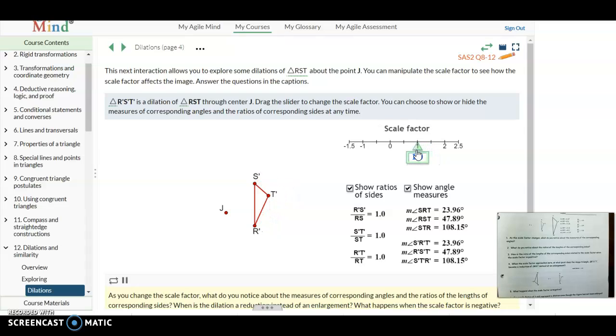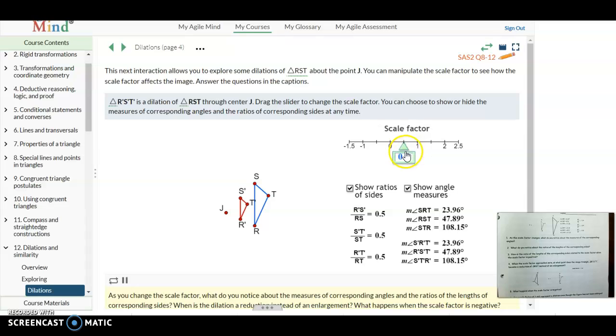Now, once I go below a scale factor of 1, as opposed to greater than 1, where I'm increasing the size of the figure, notice the size of the image is actually smaller than the original, smaller than the pre-image. And it's getting closer to point J. So as I have a scale factor between 0 and 1, those create reductions of the figure itself.